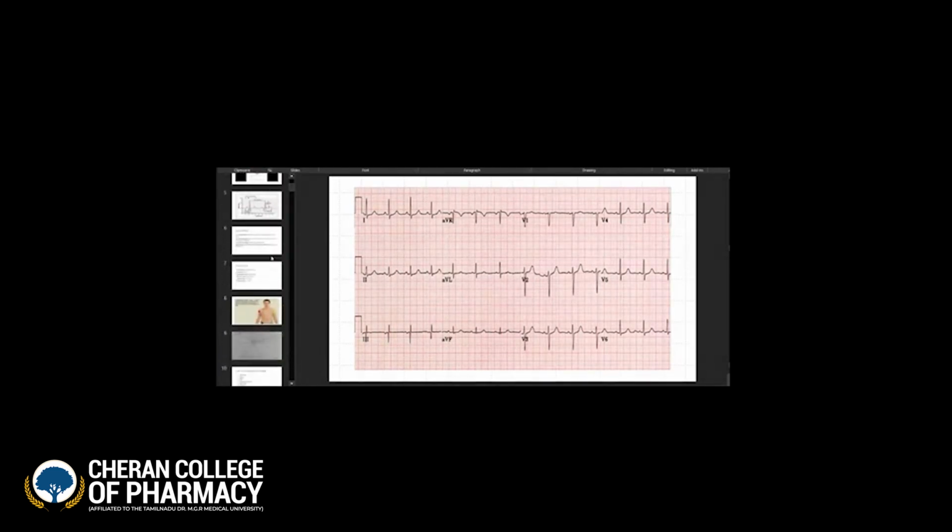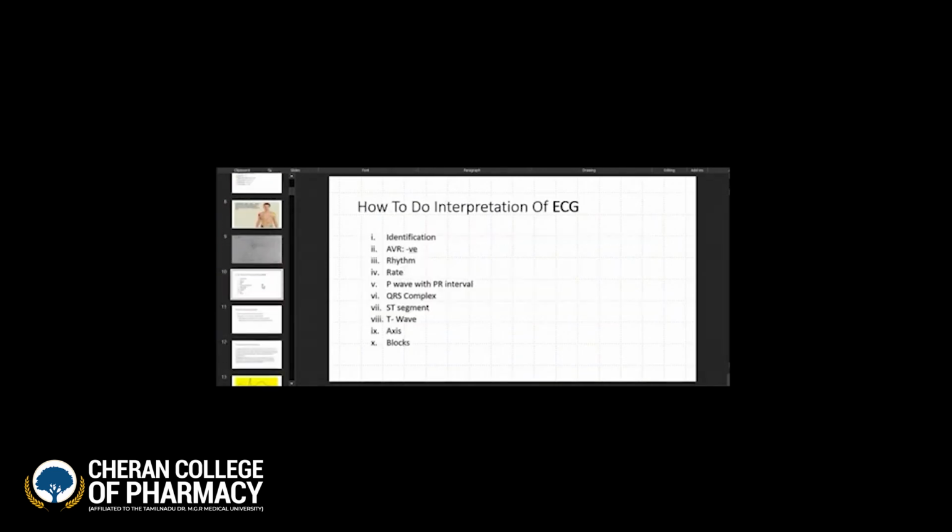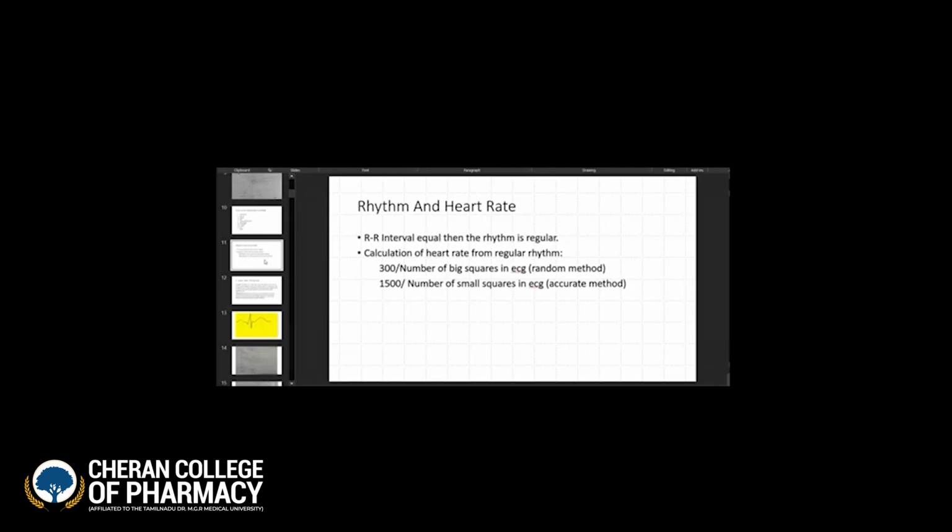So now coming towards the most easy and important task, that is how to calculate the heart rate, right? How to calculate the heart rate. Just a moment. So there are two formulas for regular rhythm. As you can see in this slide, note down, guys, if the rhythm is regular, we need to calculate.